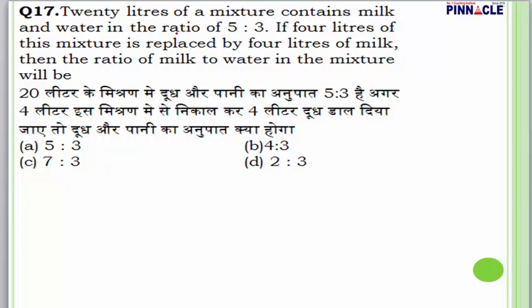20 liters of mixture contains milk and water in the ratio of 5:3. If 4 liters of this mixture is replaced by 4 liters of milk, then the ratio of milk to water in the new mixture would be. Here it is given 20 liters, with ratio 5:3. In other words, 5 by 8 into 20. If the total is 8, then milk is 5.